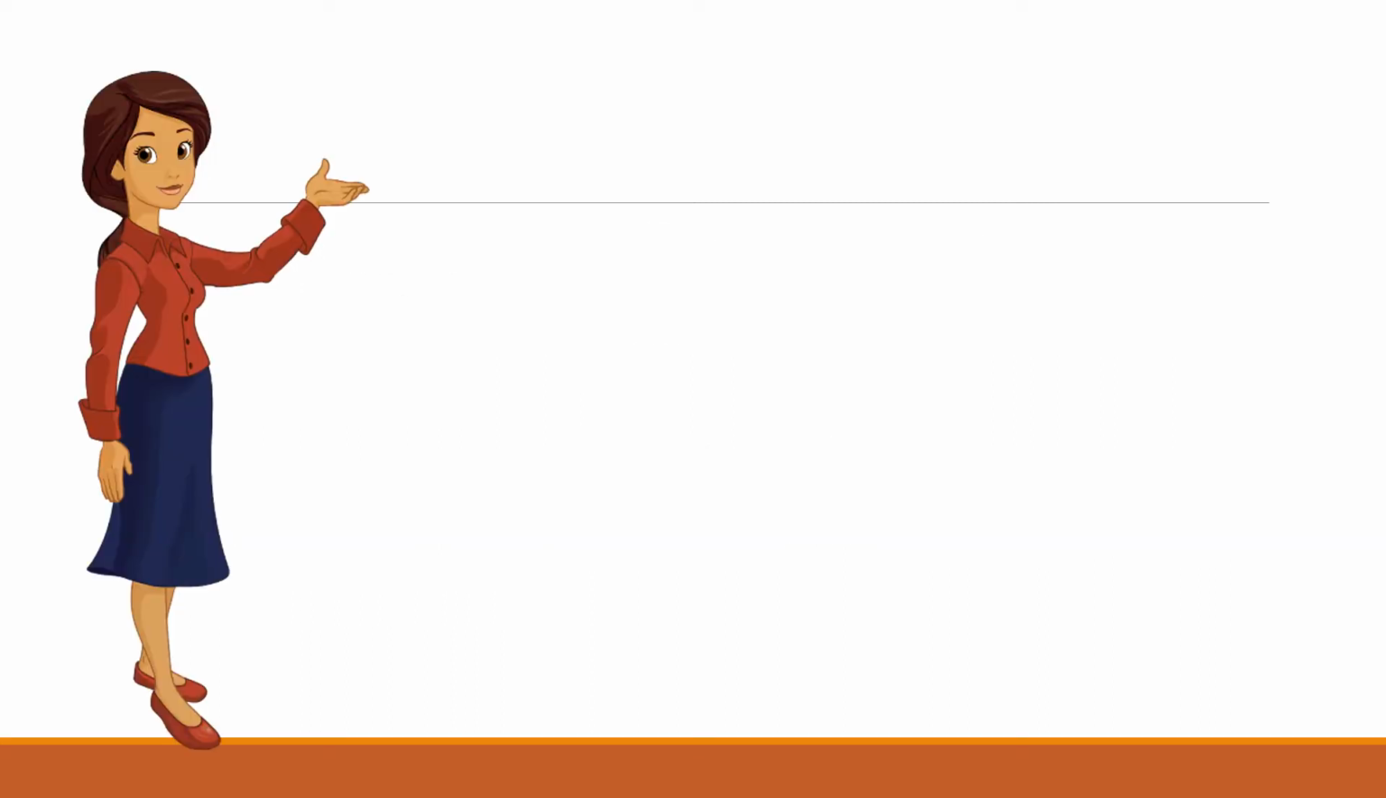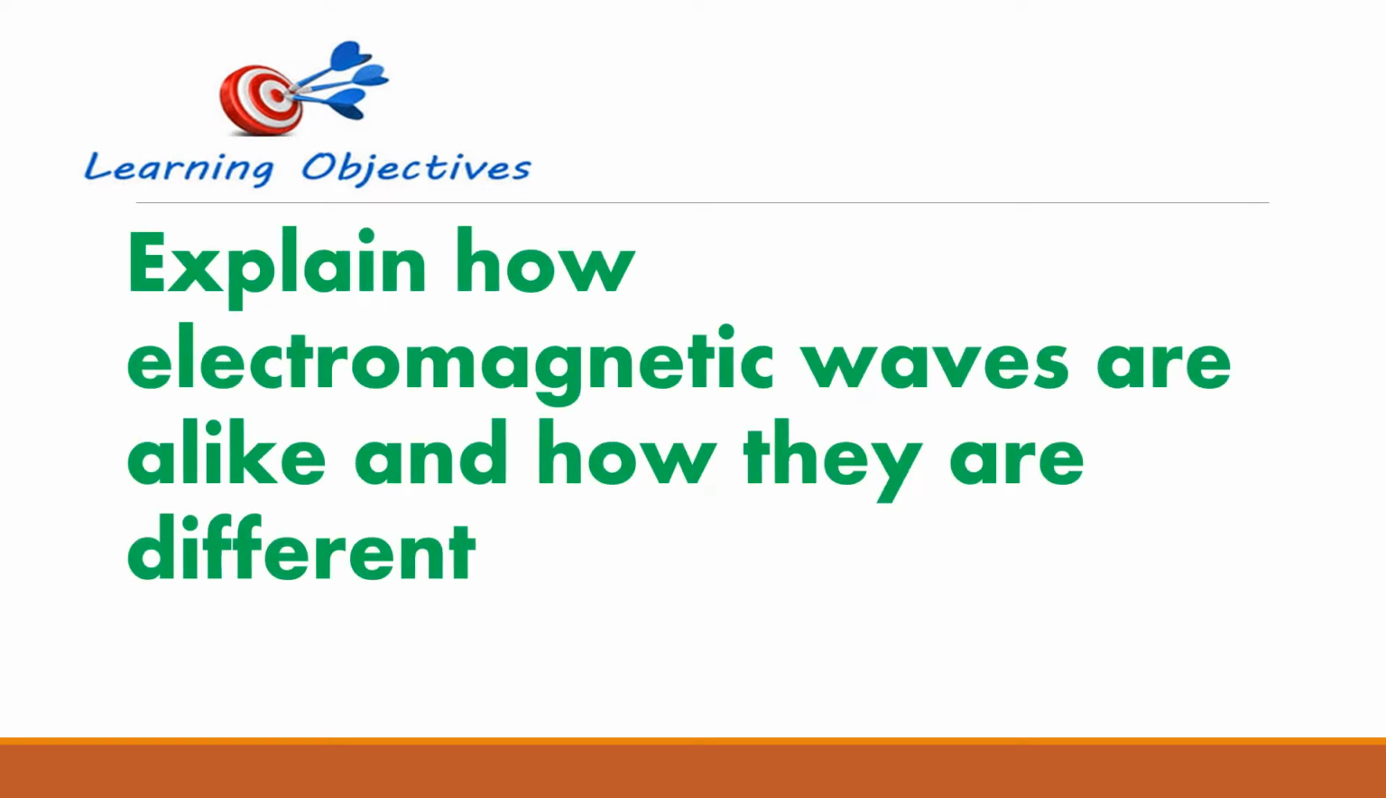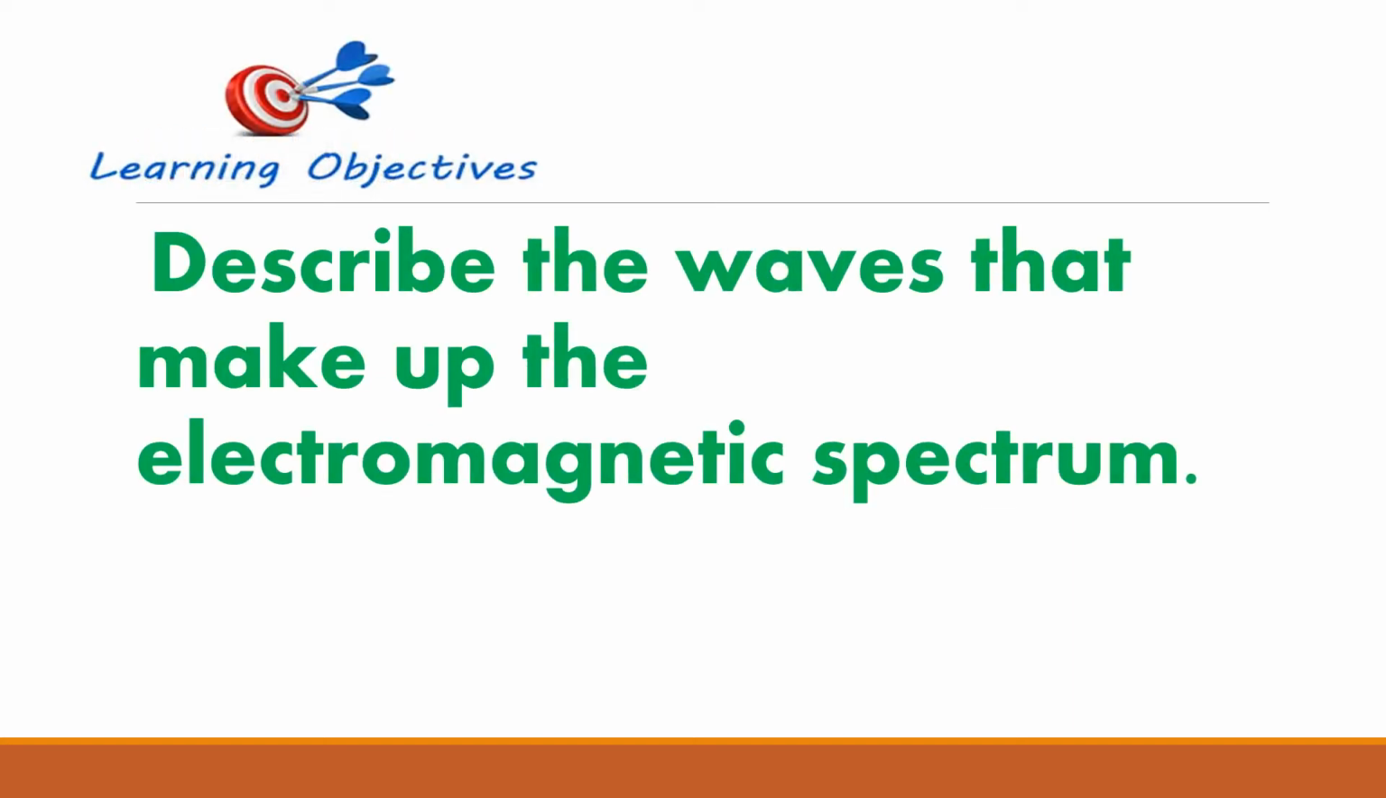So, are you ready with our new lesson? That's great! For this week, we will be discussing Lesson 2 of Chapter 9, Waves of the Electromagnetic Spectrum. At the end of the lesson, you have to attain the following objectives. First, explain how electromagnetic waves are alike and how they are different. And lastly, describe the waves that make up the electromagnetic spectrum.